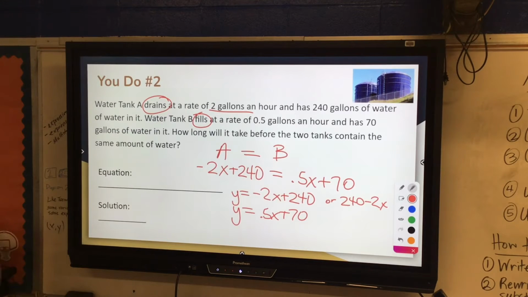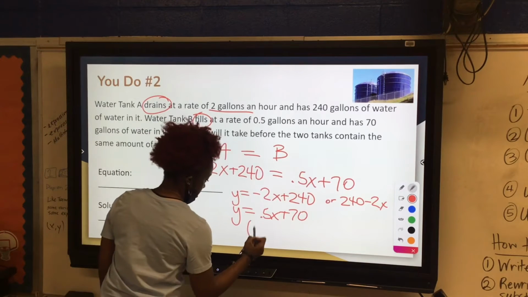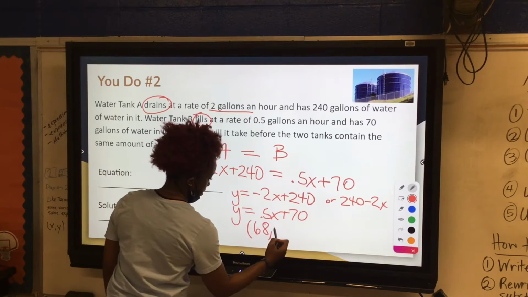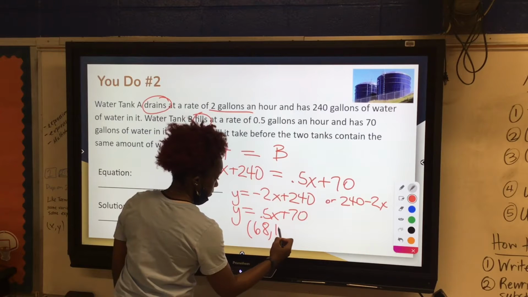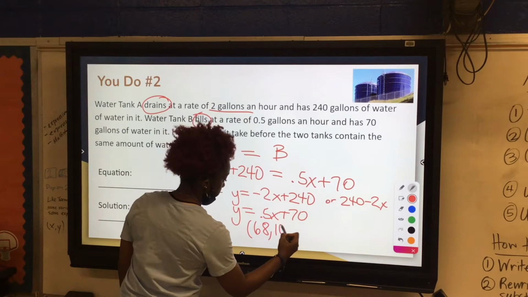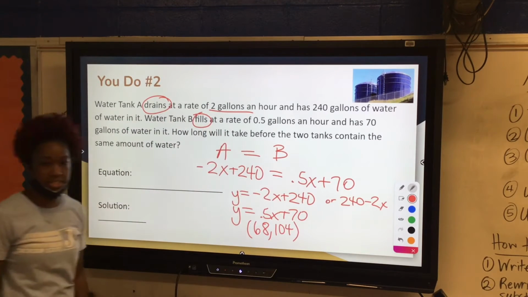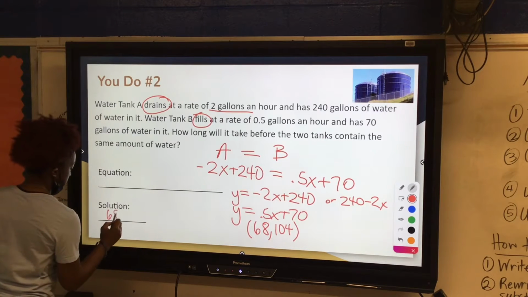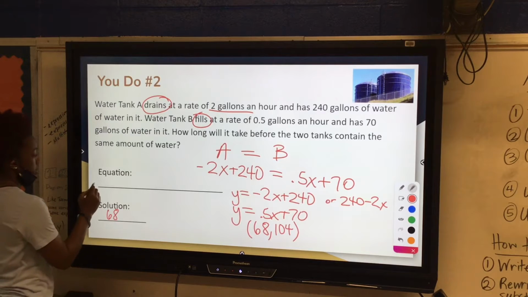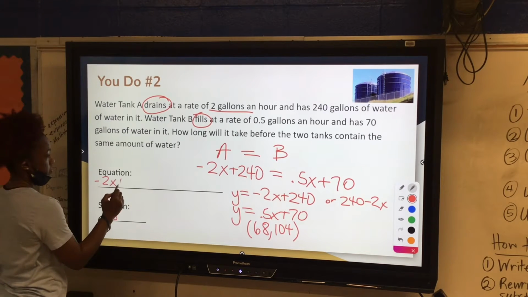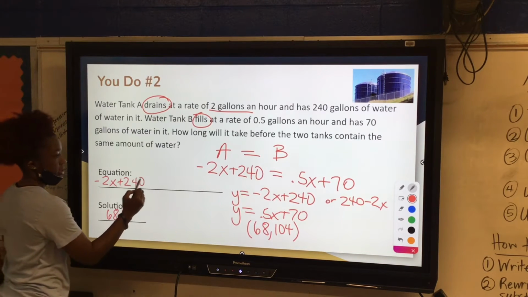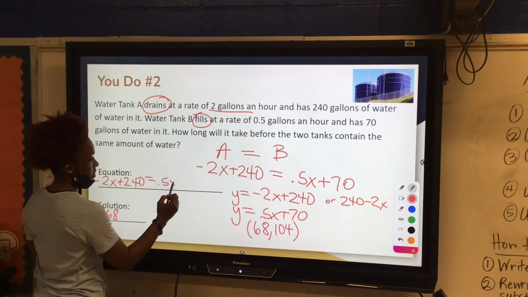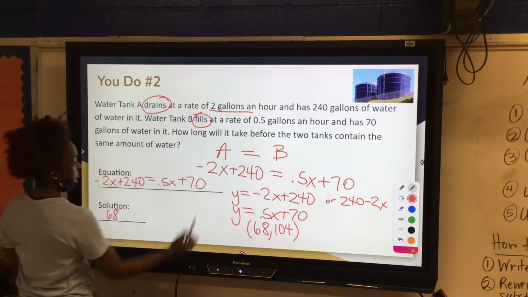So, once we put it into Desmos, what do we get? 68, comma 104. Alright, so we have 68 and 104 as our solution. Now our equation was negative 2x plus 240 equals 0.5x plus 70.